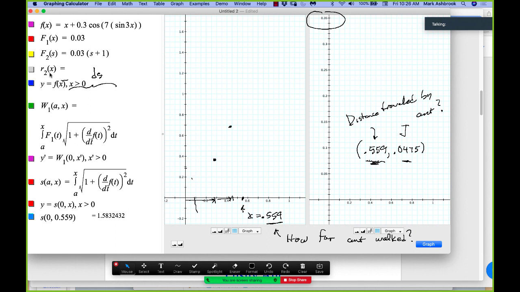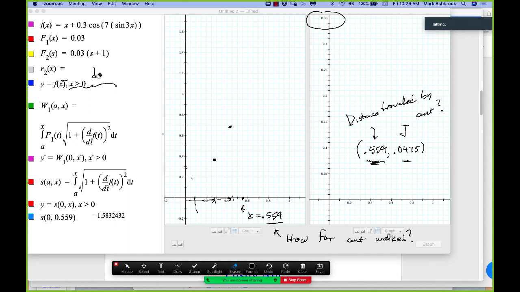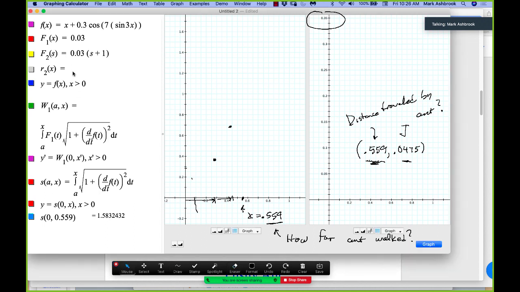Force. And so what force do we have now? Constant force 0.03. Right. Okay, so I have this. So now my rate of change is going to be according to this force, F2. F2 of what? Here's the tricky part. So F2 of what? S. Right, so this is based on how far the ant has walked, not the x coordinate.